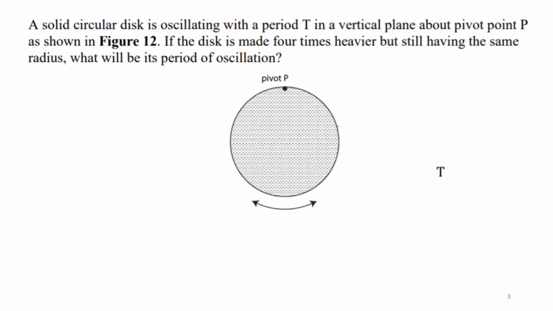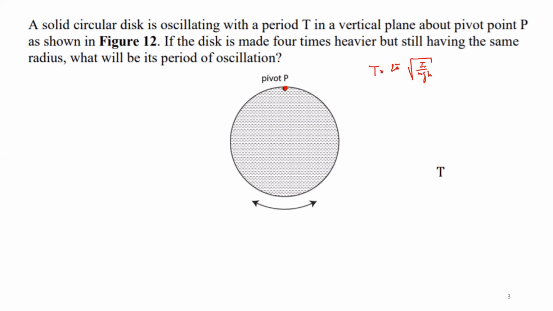Let's go to the next problem. Same type of problem. I have a solid circular disc oscillating with a period T in a vertical plane about a pivot point P, as shown in this figure below. So this is the pivot point here. If the disc is made 4 times heavier but still has the same radius, what will be its period of oscillation? First I have to find the period of oscillation of this disc. As we said, the period is 2 pi times the square root of I divided by mgh, because it's 2 pi divided by omega. So this is what I need.